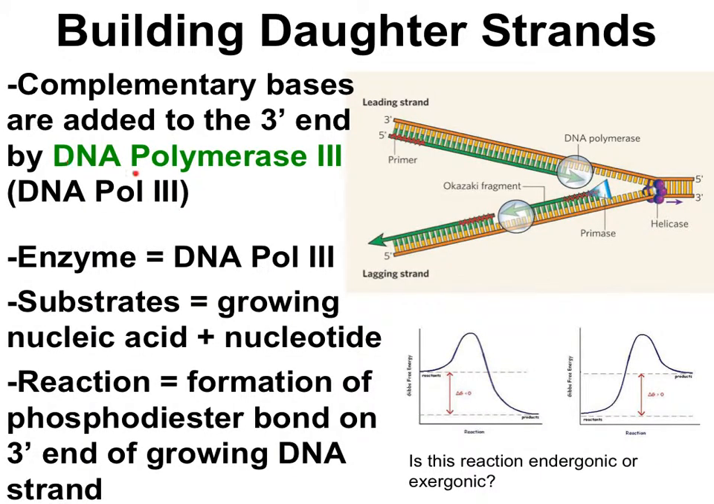And then dissecting this statement, I want to take a closer look at DNA polymerase III. Since DNA polymerase III is an enzyme, let's think about it as an enzyme. The substrates that fit in the active site of DNA polymerase III are the growing nucleic acid strand and the nucleotide that's about to be added on. The reaction that's sped up by DNA polymerase III is building DNA polymers. In other words, it's an endergonic anabolic reaction, and DNA polymerase III joins together nucleotides by forming phosphodiester bonds on the 3' end of a growing DNA strand.